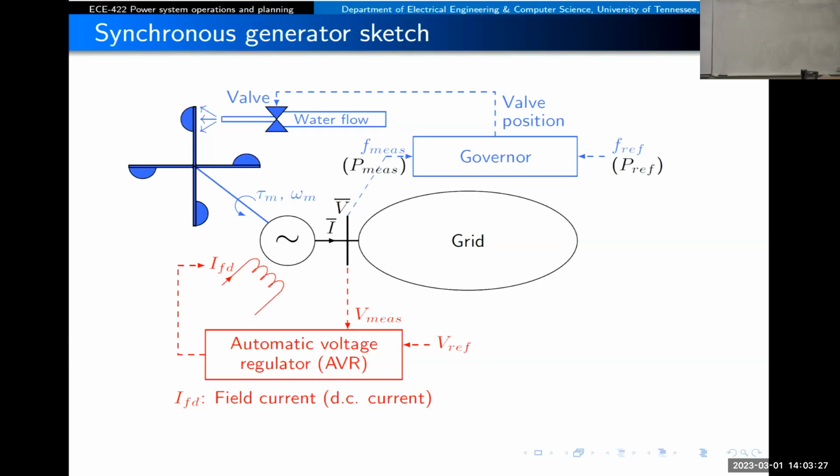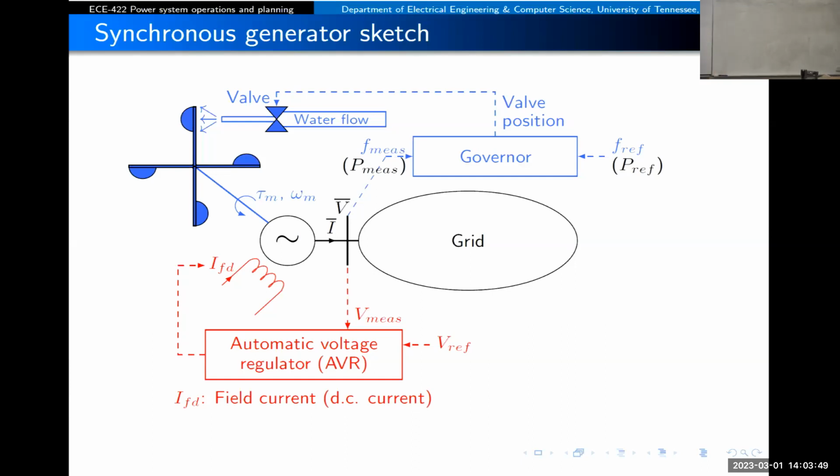So there must be a generator in the system that is able to balance the load and keep the frequency always at 60 hertz. So that will be the case in which the governor will be in charge of controlling the frequency. Any questions so far?